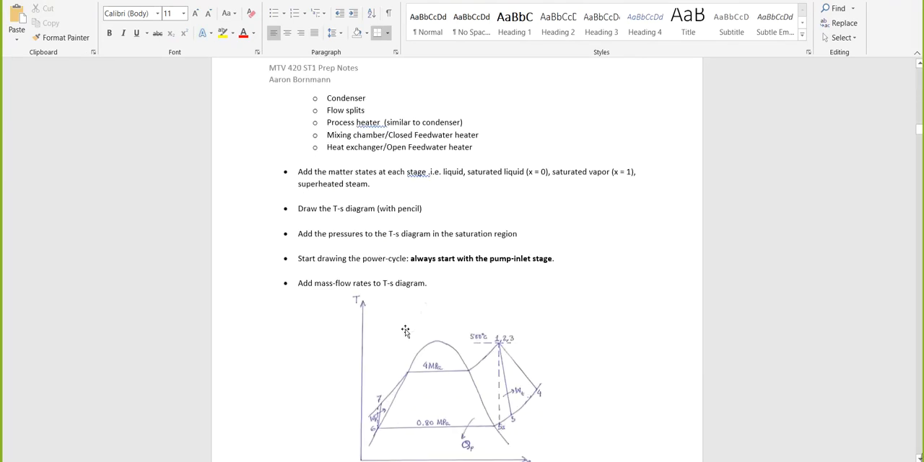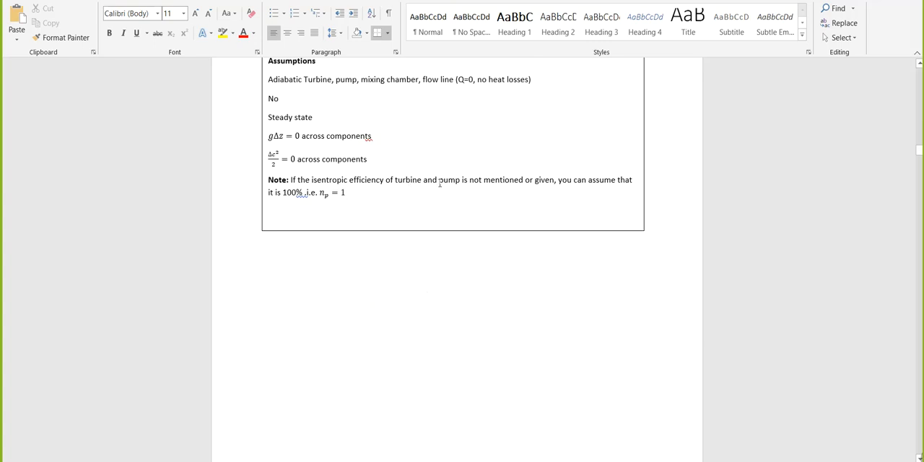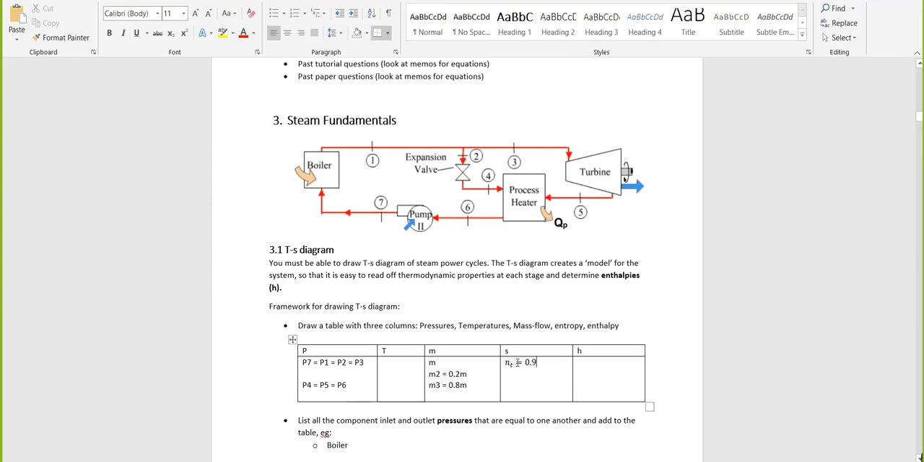I even tell you in these notes here, if isentropic efficiency of turbine and pump is not mentioned or given, you can assume it is 100%. So NP equals 1, and NT of our turbine is also equal to 1. Okay, so we can assume this. All right, let's quickly go back to what we were doing. But this is if they give it. I'm just assuming, let's say they give it to you as that.